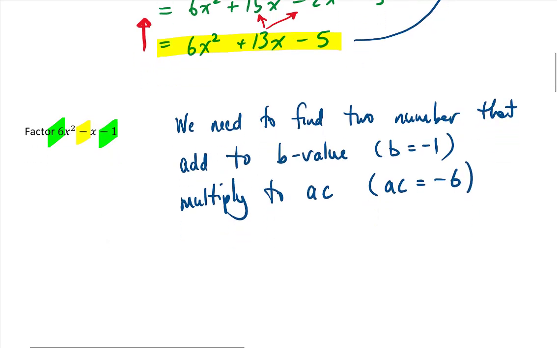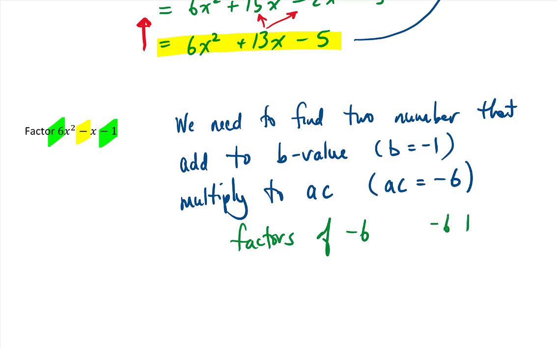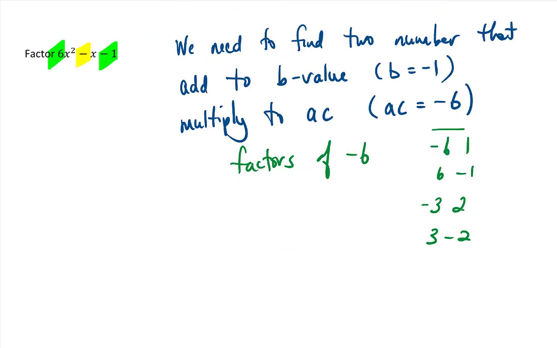So the best way to do that is to look at factors of negative 6. So what are the factors of negative 6? So two numbers that multiply to negative 6. We have negative 6 and 1, or we have 6 and negative 1. We have negative 3 and 2, or we have 3 and negative 2. So there are factors of negative 6. Negative 6 times 1, 6 times negative 1, negative 3 times 2, and 3 times negative 2. So we did the first part.